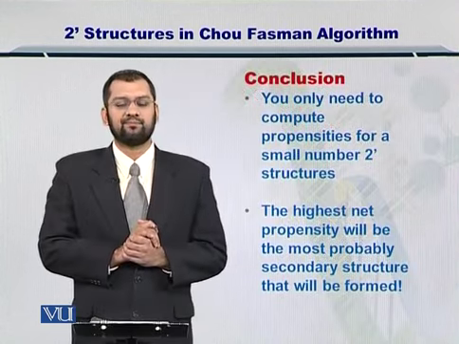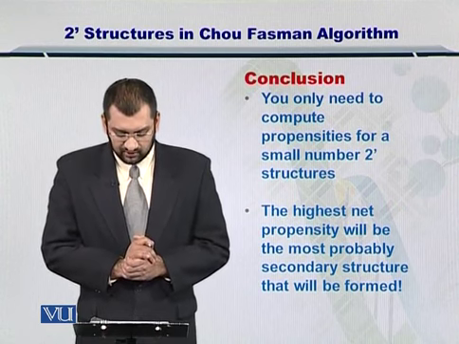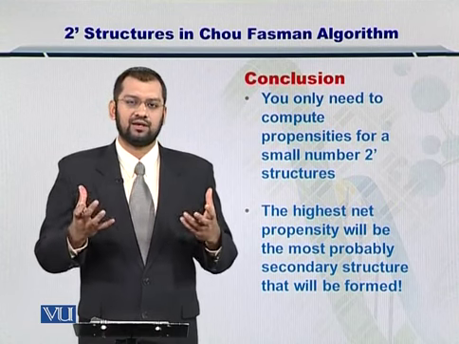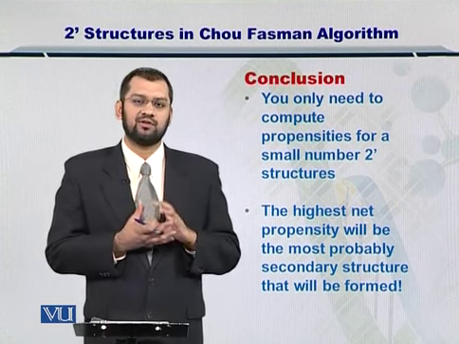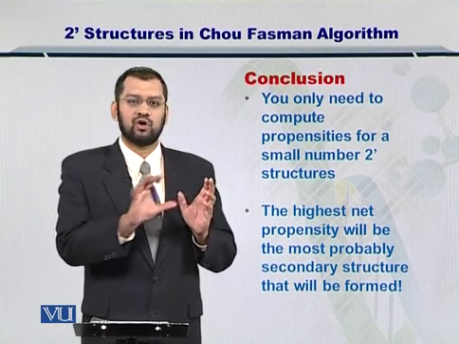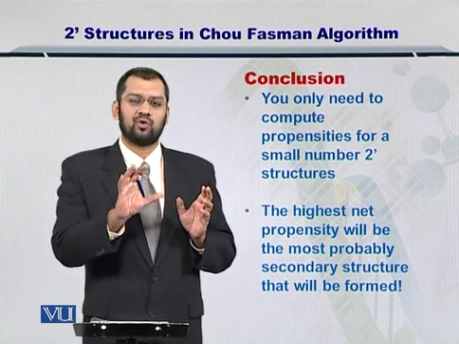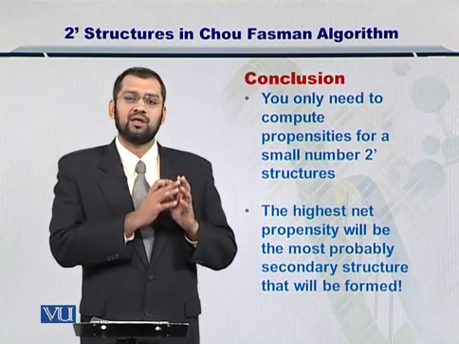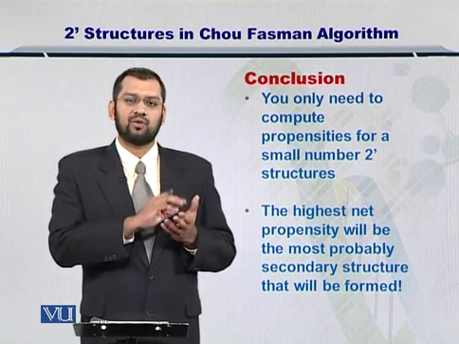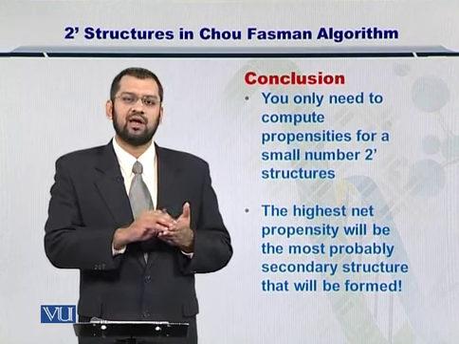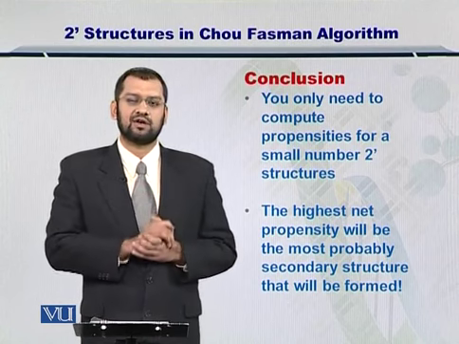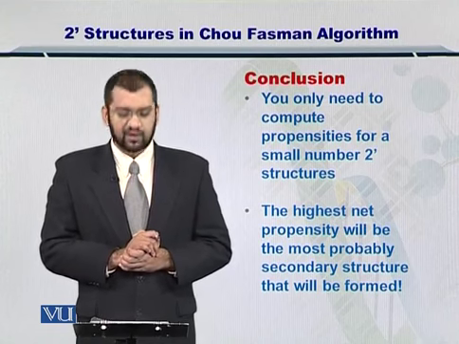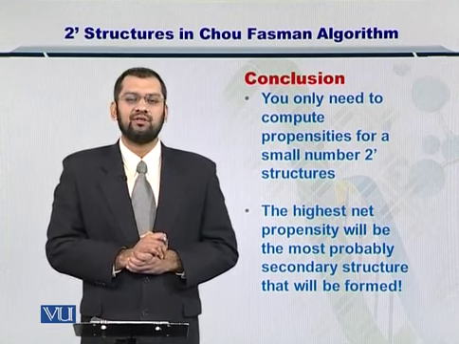So in conclusion, you only have a very small set of secondary structures that can be there in reality, and you can compute the propensities for these secondary structures only. You do not have to calculate the propensities for all possible combinations of alpha helices, beta sheets, and turns, but you can consider the effect of one amino acid on its neighbor, as is the case in bigger secondary structures, and therefore reduce the problem size. So the highest net propensity will be the most probable secondary structure.